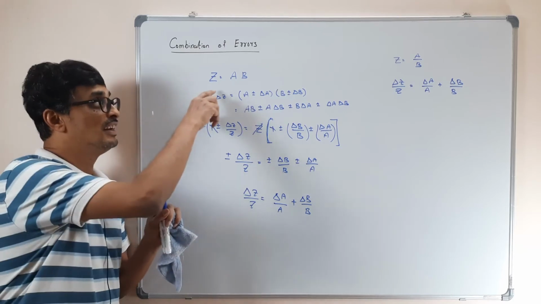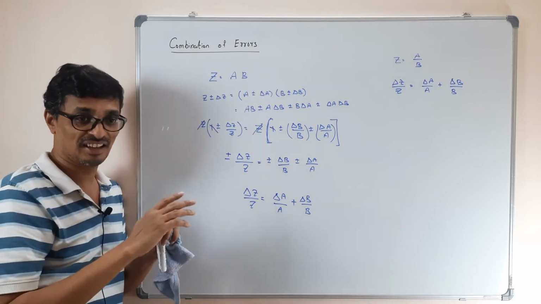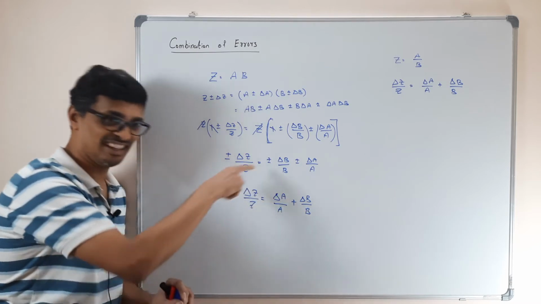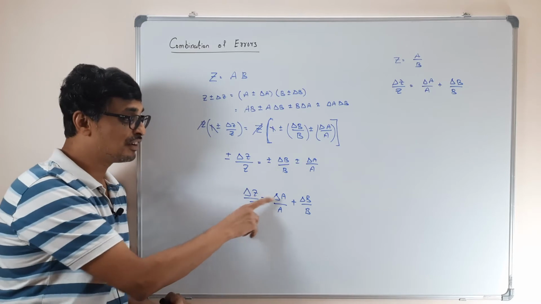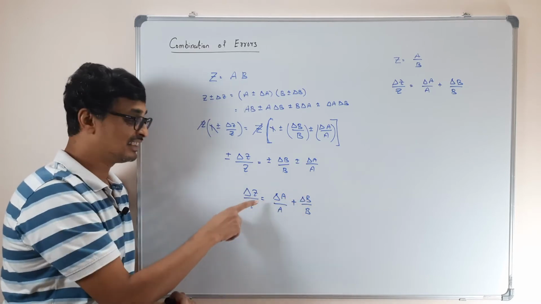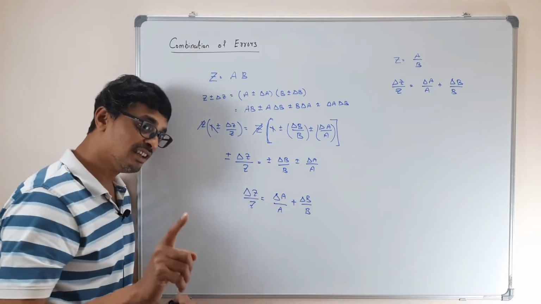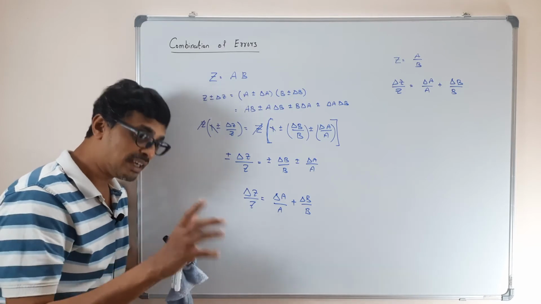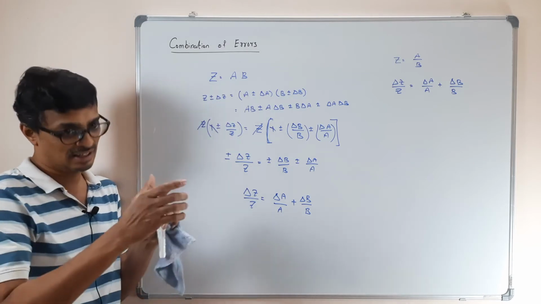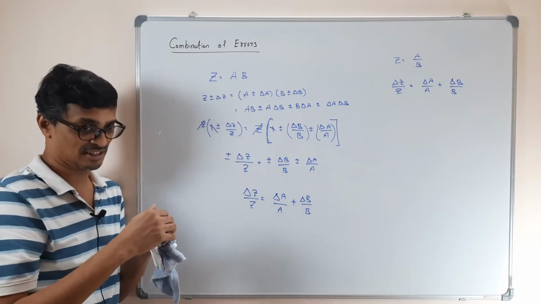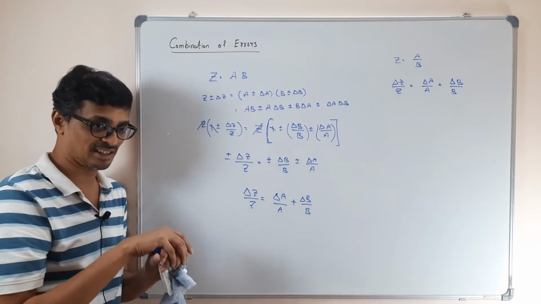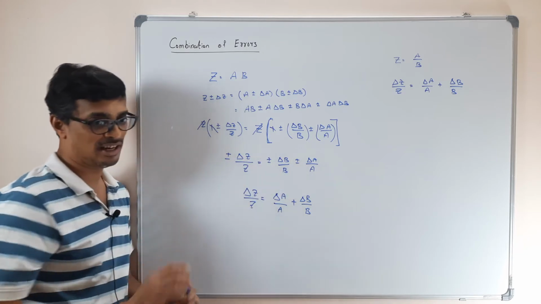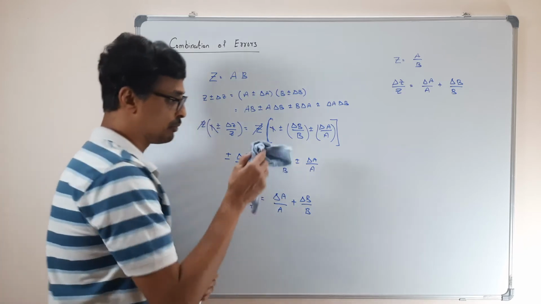In the case when it is a multiplication or division, the relative errors get added. That's what you have to remember. It is not delta Z equal to delta A plus delta B. Delta Z equal to delta A plus delta B applies when there is addition or subtraction of measurements with errors. When there is a multiplication or division of measurements with errors, the relative error will get added up. You should always remember this.